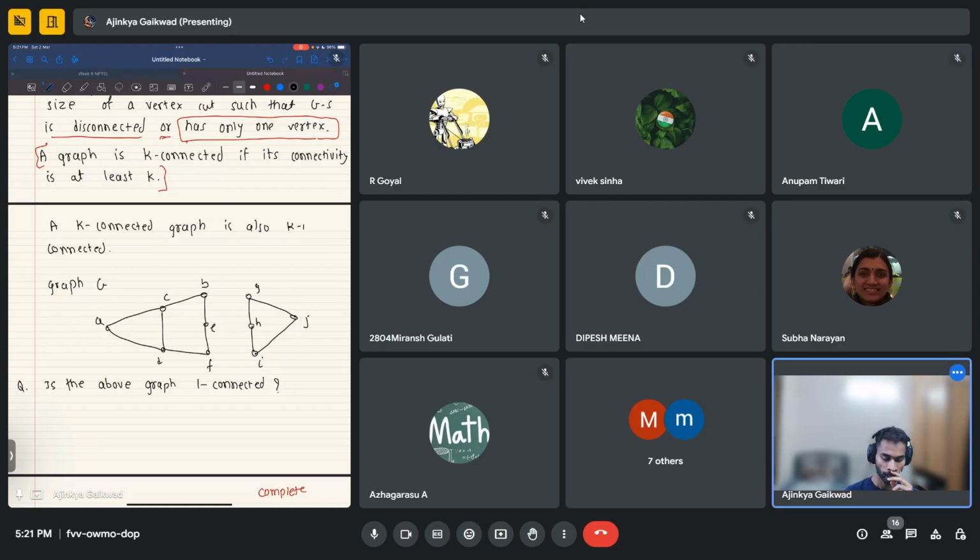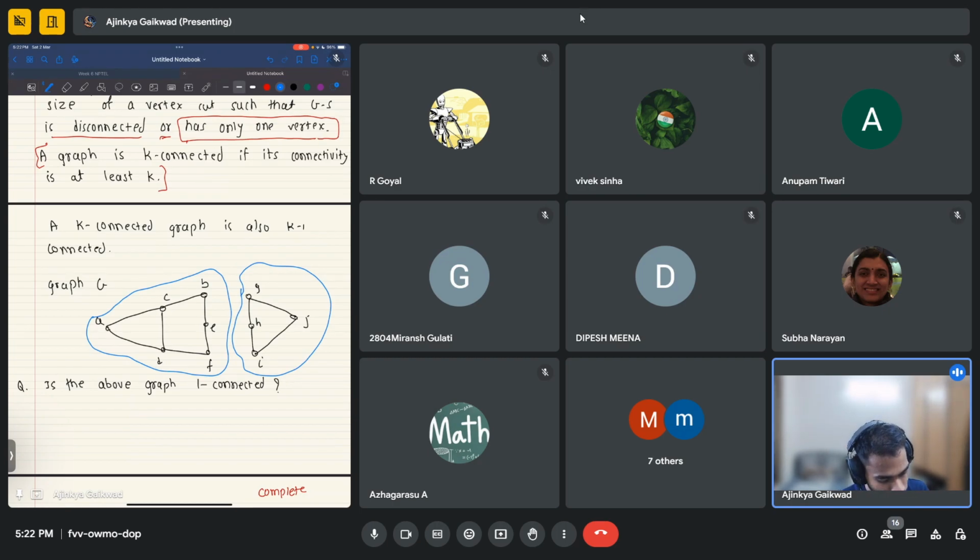Yes, exactly. So here the question I asked is, is the above graph 1 connected? What does that mean? A graph is k connected if I remove any k minus 1 vertices, the graph should remain connected. So in this case, the definition is saying if I remove 0 vertices, the graph will remain connected. But this is not true, right? Because the graph is already disconnected, because I have this as one connected component and this as another connected component. So the graph is in fact not one connected.